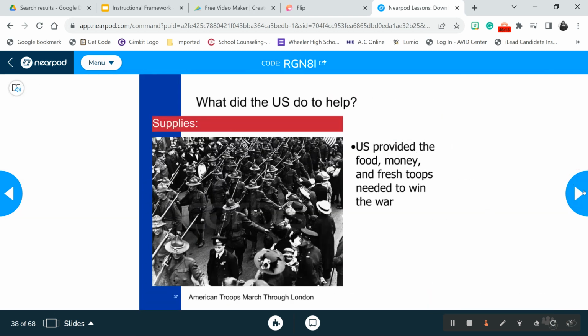All right. So the United States needed supplies. So what happens is that the United States provided food and money for fresh troops needed to win the war. So in 1917, they mobilized. The country got behind everybody, and we got to make sure that we're able to give them food, people, and other supplies to make sure we can win this war. This war here ain't optional. We got to get this in.